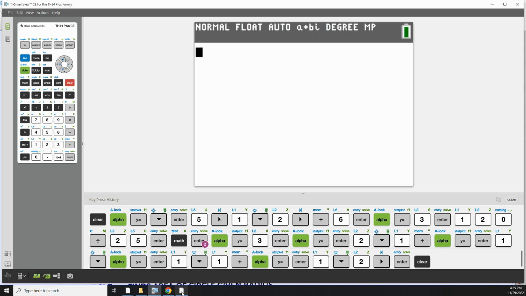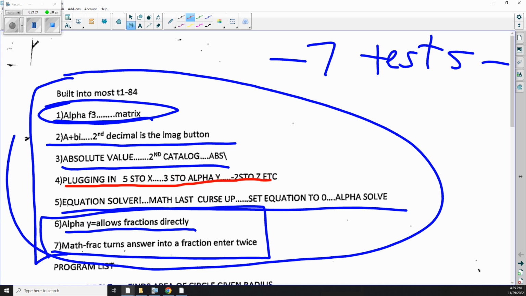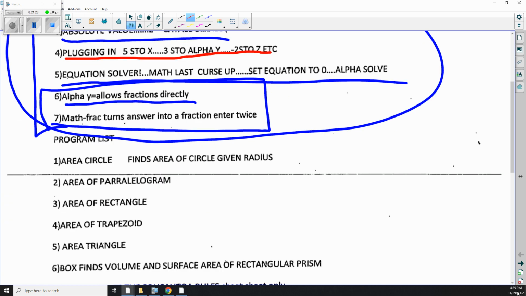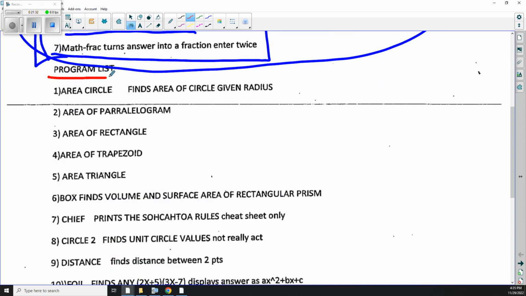All right? That concludes the 7 things that are into the calculator. Now comes why people take the class. The program list. The programs are meant for you to do stuff faster, safer, easier. And I like to use them to take the load off. You know, you're working, oh, I could just type this in.